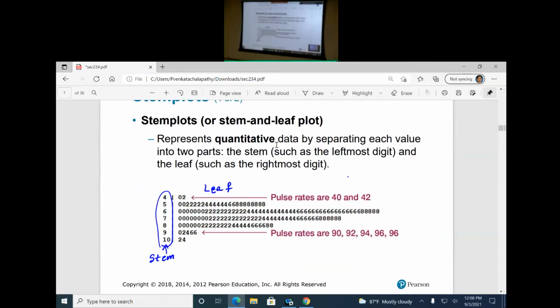Next is stem plot. This is also used for quantitative data. Now here it is constructed in such a way that we will have two parts in this graph: stem and leaf. Stem and leaf. So the first number, whichever you write here, is called as stem, and the next number is called as leaf. Now, how do you write this number? For example, if your pulse rate is 40, the first number will always be in the stem, and the second number will be in the leaf. Okay?